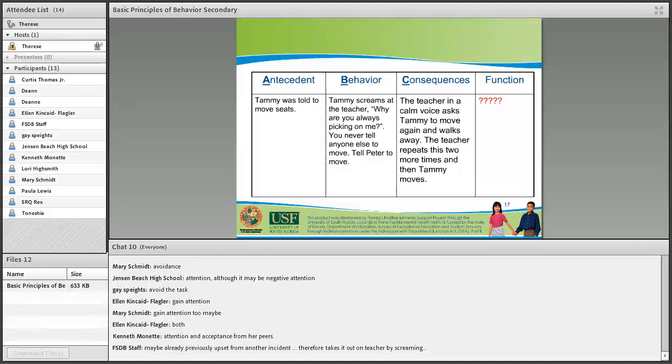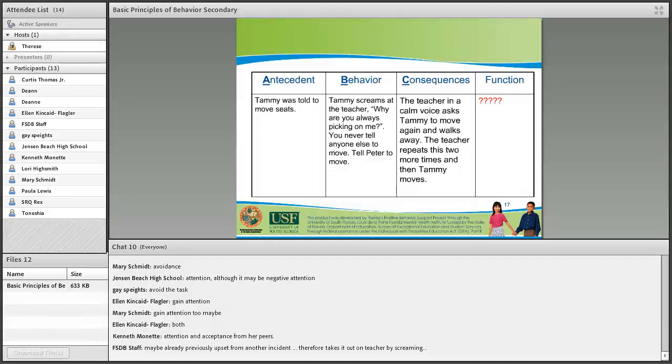Okay, I'm noticing a comment here from Florida School for the Deaf and Blind. Maybe she's already previously upset from another incident, and she takes it out on the teacher by screaming. That would be an example of an antecedent. That would be one of those slow triggers that makes the problem behavior more likely to occur.